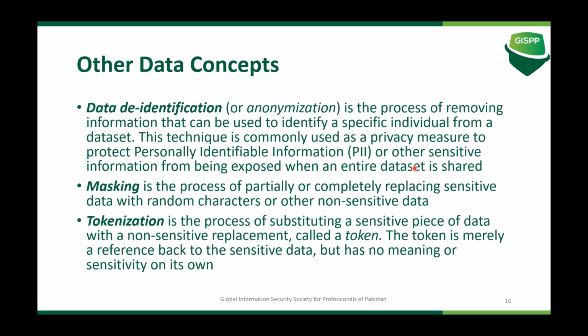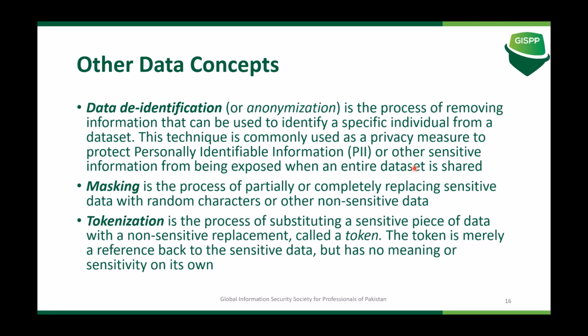Last one is tokenization. This one is a bit confusing. It was confusing to me when I studied for it in CCSP, but I'll try to make it easy. It's an important concept in the context of cloud security, as well as in general, on how to implement this technique. And this is an expensive technique. Tokenization is the process of substituting a sensitive piece of data with a non-sensitive replacement, and that non-sensitive replacement is what we call a token. The token is merely a reference back to sensitive data, but has no meaning or sensitivity on its own.